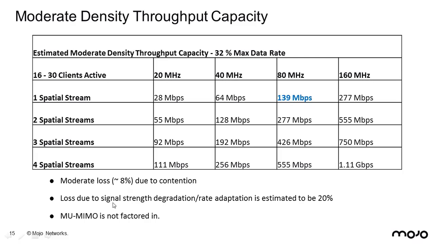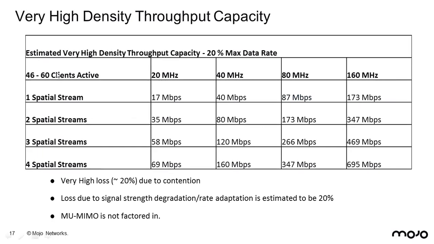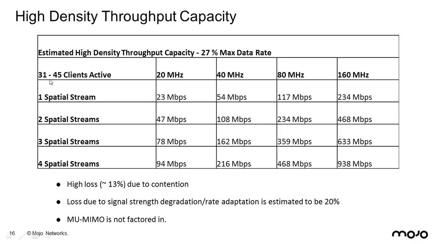Again, we'll still keep the loss of 20% constant for single strength and rate adaptation. And again, multi-user MIMO is not factored in. Now, if we go up and add more clients, for high density, up to 45 clients. Those 45 clients will be sharing 117. So you see a lot of loss due to contention. And that's where you get diminishing returns with Wi-Fi.